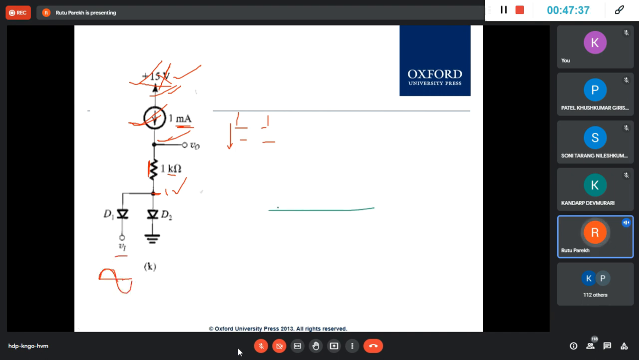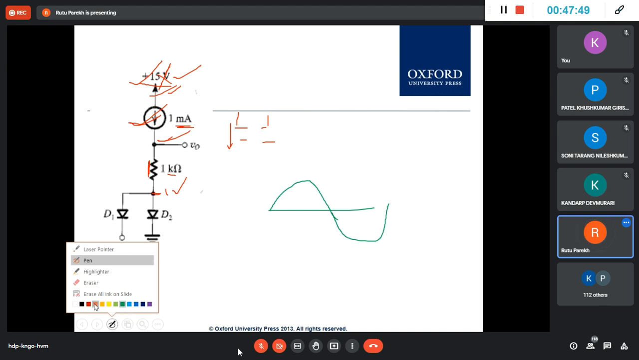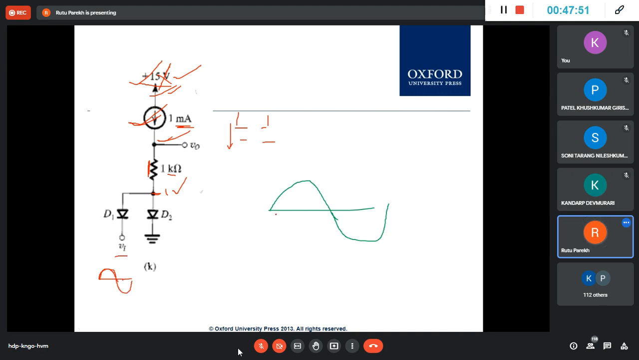Let me draw a bigger half, positive half, and a negative. If you are asked in an exam and you have to draw, so it is 1 volt. It is 1 volt for all of this positive half. Right?